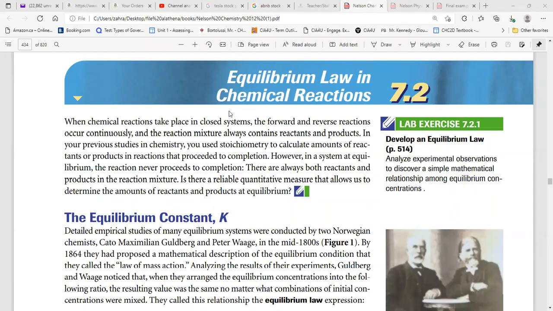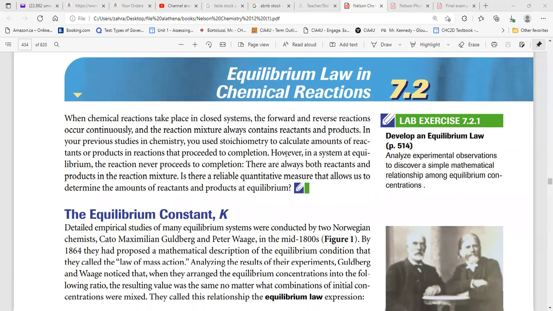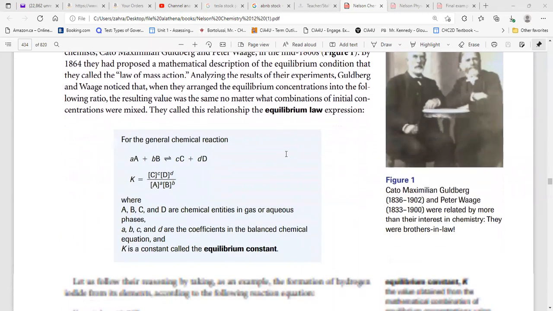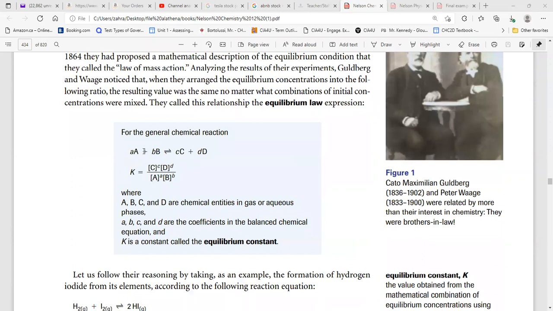7.2 Equilibrium law in chemical reactions. So what is the equilibrium law? This is the general chemical reaction. Capital A and capital B are your reactants, and lowercase a and b are the coefficients. Capital C and capital D are your products, and lowercase c and d are the coefficients.